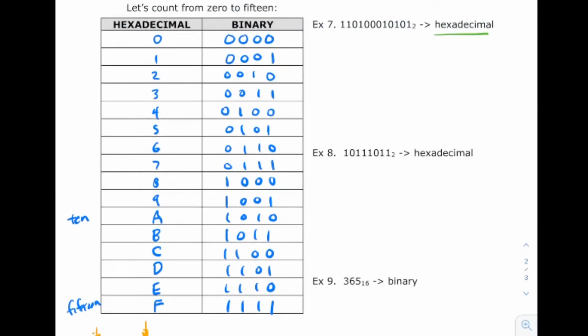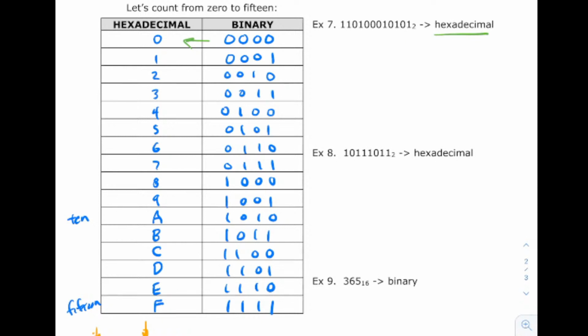Going into hexadecimal, which means we're going to want to be going this way, making movements like this. This is the binary, so I'm going to go binary to hexadecimal. I'm going to take groups of 4 and turn them into one digit each.